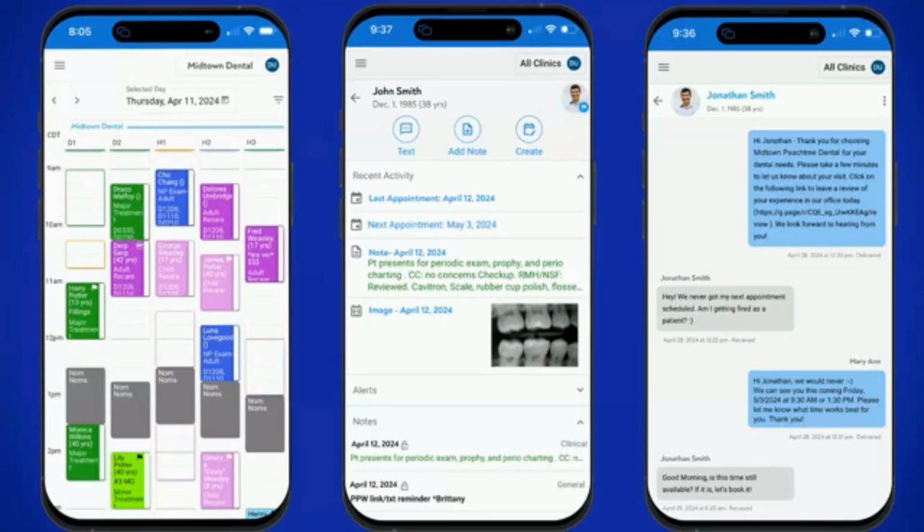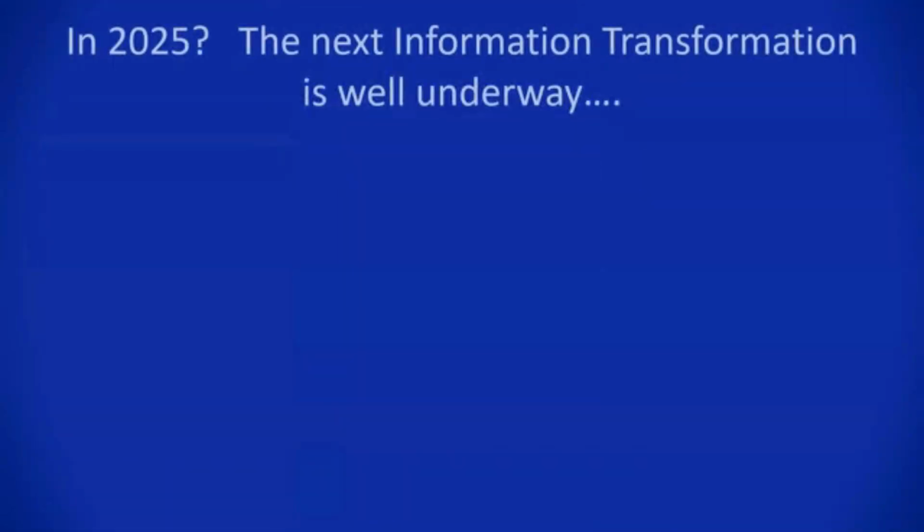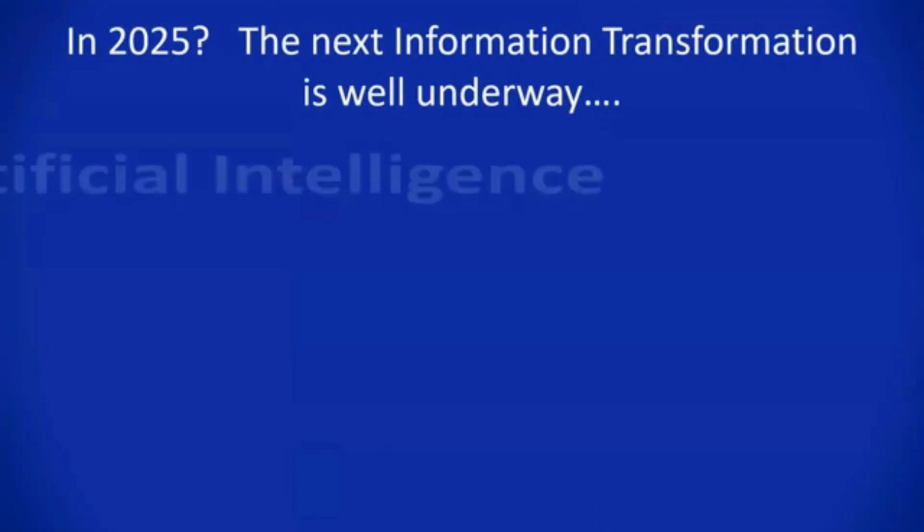That's the opposite of information loss. That's the information being where it needs to be. Okay. So this information transformation I'm talking about, there are a couple of technologies that are related to each other.